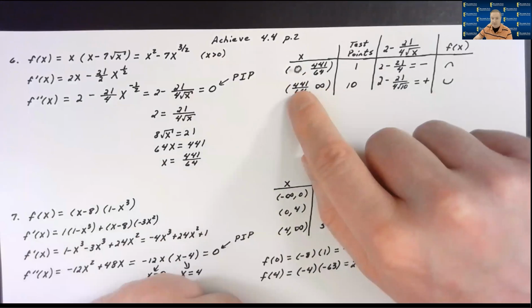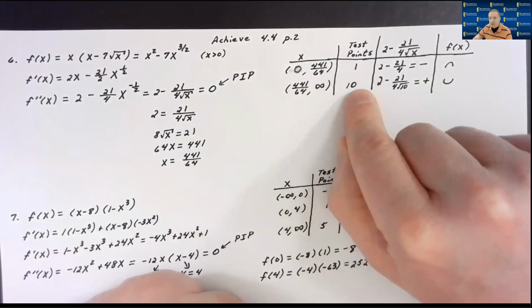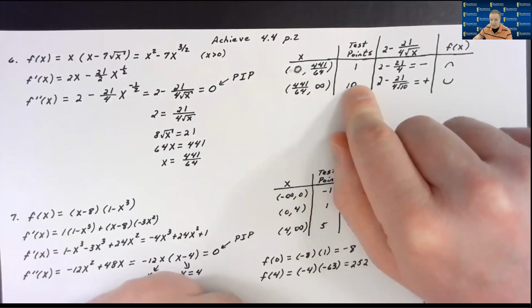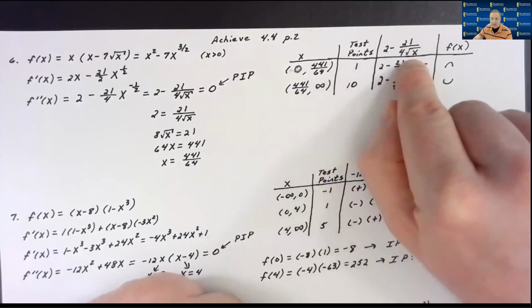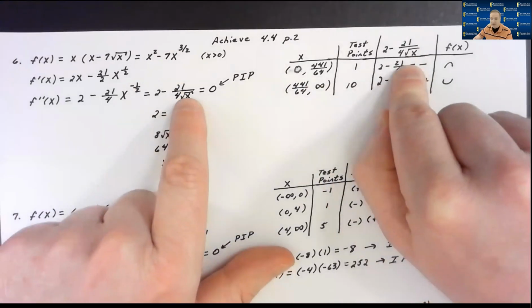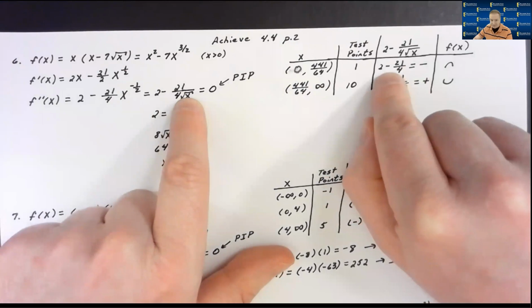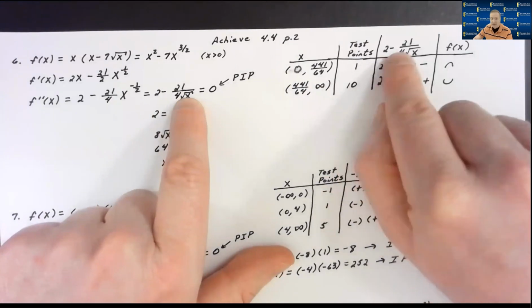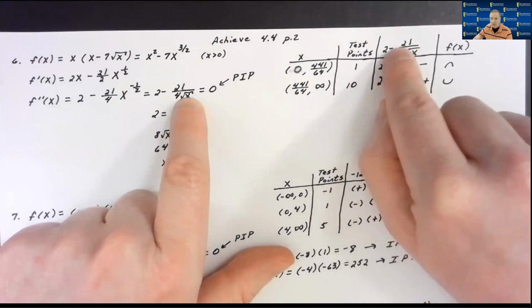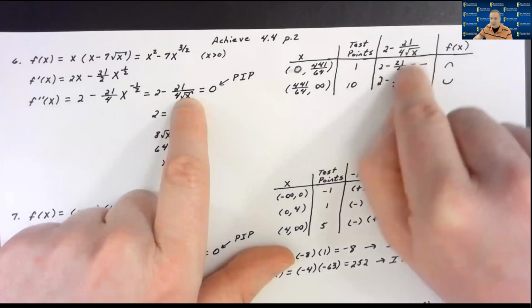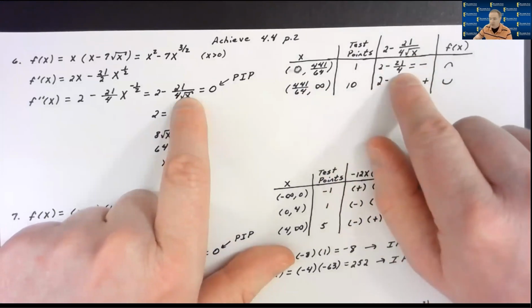10 would be 640 over 64. So these two test points fit the regions. Then I plug those test points back into my curve. When I do that, if I plug the 1 in, I would get 2 minus 21 over 4 times 1. That's just 2 minus 21 fourths. Clearly, that's going to be a negative number.